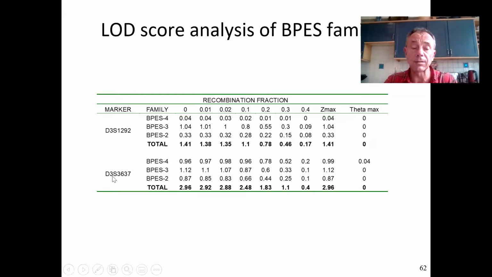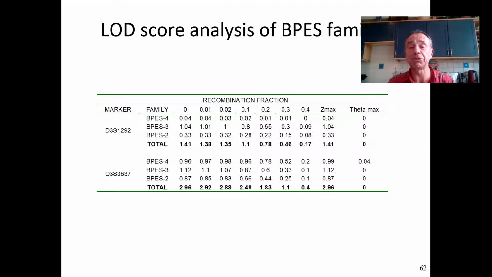But this other marker, which is a little way down chromosome 3, the LOD score adds up to 2.96 at a recombination fraction of 0. So again, we're not observing any recombinants with either, but the second marker is maybe a bit more informative, so it gives a bit higher LOD score. And what you see is that the LOD score is very nearly 3, and this is why it's got published. It's not 3, but it's nearly 3.